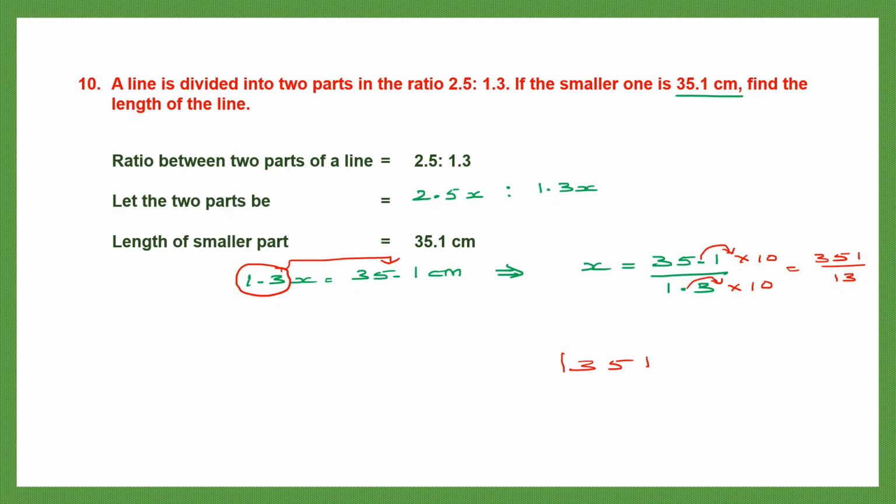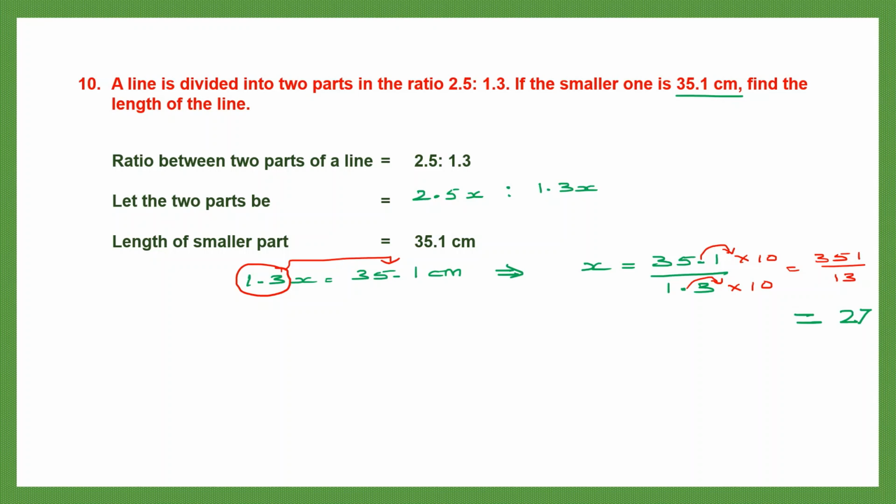351 divided by 13. 13 ones are 13, 13 twos are 26, 13 threes are 39, so we can't write that. So here we need to borrow. So 15 minus 6 is 9. So we write 9 here and 1 here. Now 13 into 7. 7 threes are 21, carry 2, 7 ones are 7, 8, 9. So 13 into 7 will give us 91. So when we divide here 351 by 13, our quotient is 27.